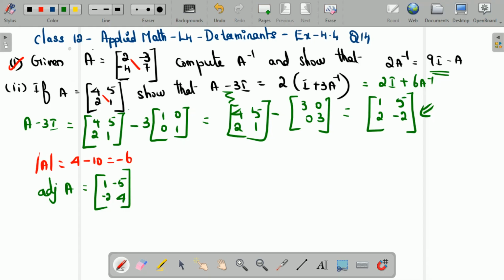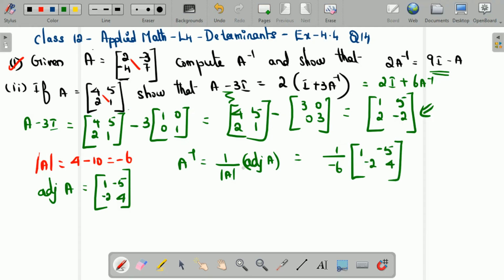So now that the adjoint of A is there, let's write A inverse is equal to 1 divided by determinant A into matrix adjoint of A. So in this case, 1 divided by minus 6 into the matrix 1, minus 5, minus 2, 4. Now we don't want the value of just A inverse. We want 6 times A inverse. So if you multiply it by 6, you get a minus sign. I'm directly putting that minus sign inside. So for 6A inverse in this case, remember, the minus sign goes here. So this becomes minus 1, that is 5, 2, and this is minus 4. So this is 6A inverse.